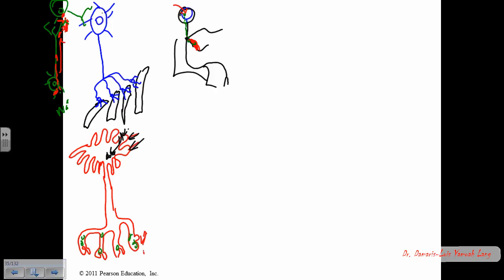Another receptor on the next neuron will cause sodium channels to open to let sodium enter. Sodium will travel down. Calcium will enter, causing the neurotransmitters to be released again, and then it will attach to another receptor, and then sodium channels will open again, on and on and on, until it gets to what?